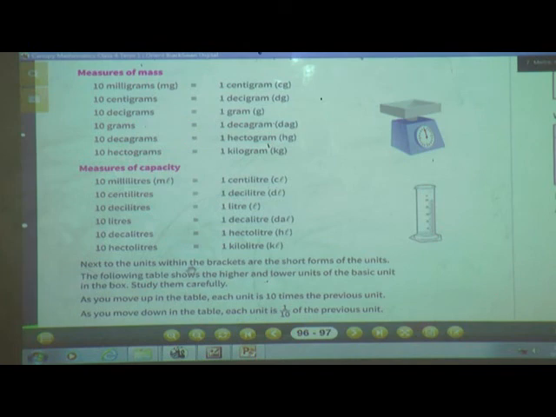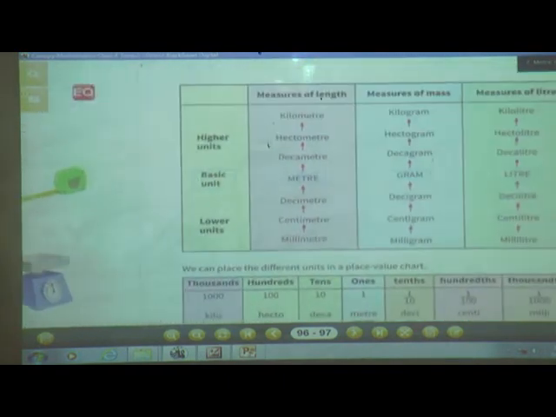The units within the bracket are the short form of the units. The following table shows the higher and the lower unit of the basic unit in the box. Now study them carefully. As you move up in the table, each unit is 10 times the previous unit, and as you move down the table, each unit is 1/10 of the previous unit.